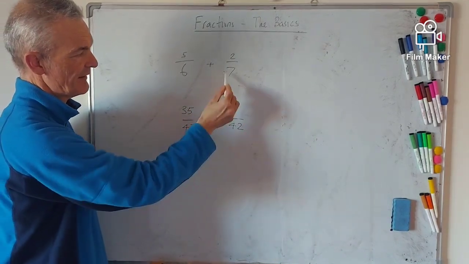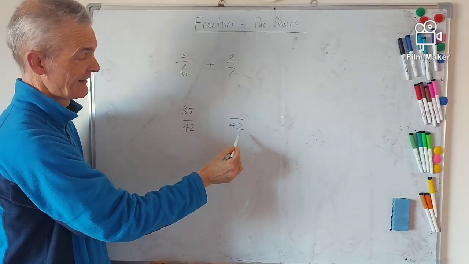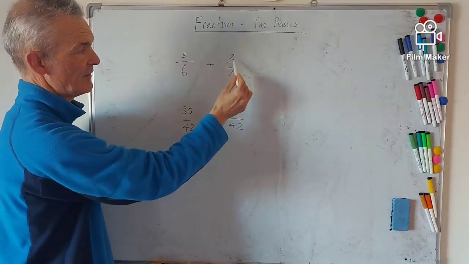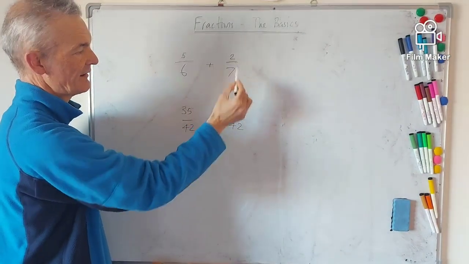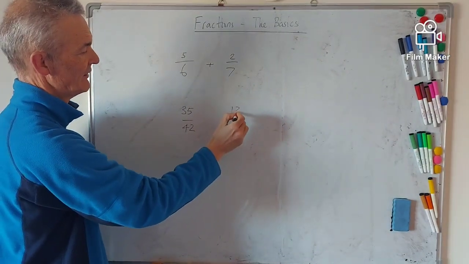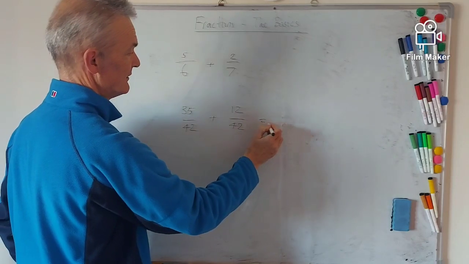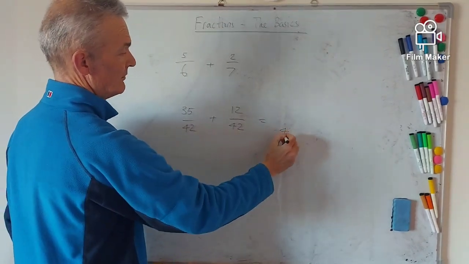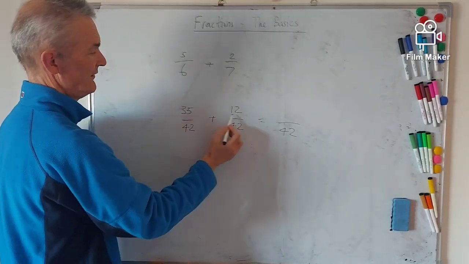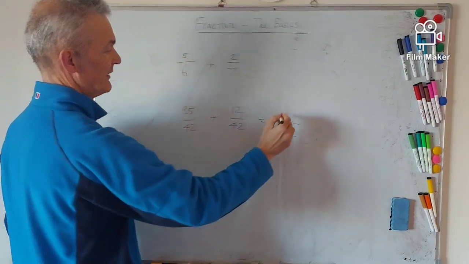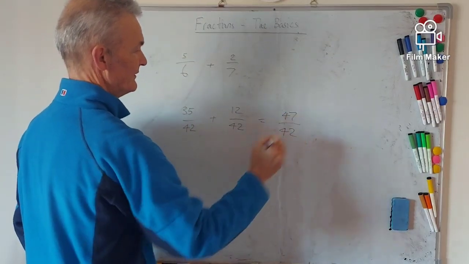We've had to multiply this 7 up by 6 to get 42. So we've got to multiply this numerator by 6 as well. So that's going to give us 12. And now we can just add these together. So 35 plus 12 is 47.